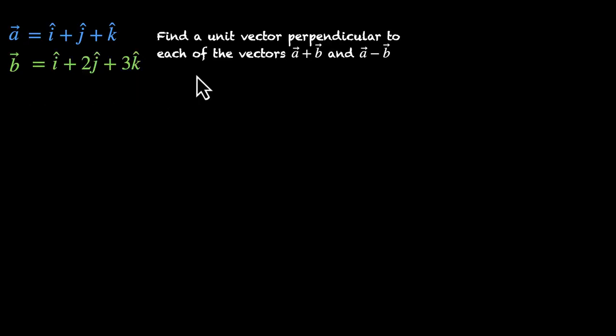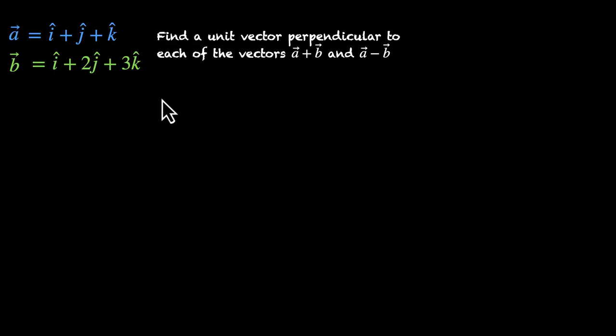In this video, we'll use the concept of cross products to find perpendicular vectors. So here's the first problem. Vector a is i cap plus j cap plus k cap. Vector b is i cap plus 2j cap plus 3k cap. And we need to find a unit vector perpendicular to each of the vectors a plus b and a minus b. Pause the video, try this on your own.